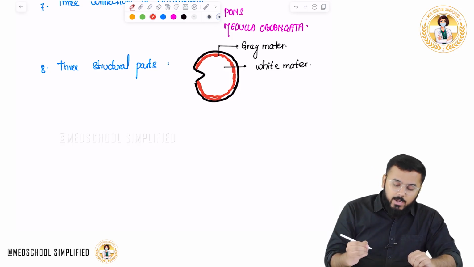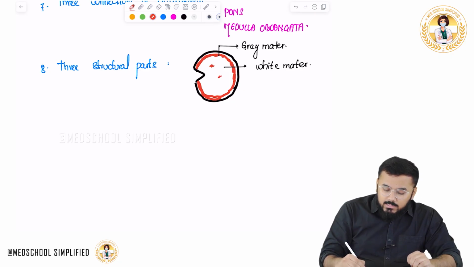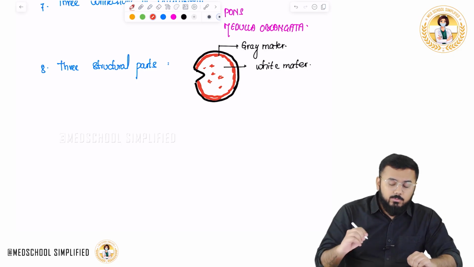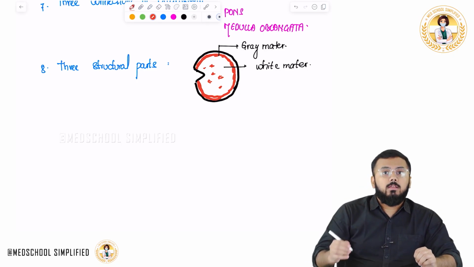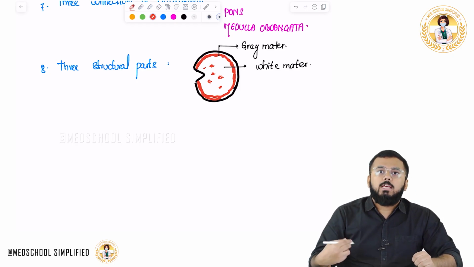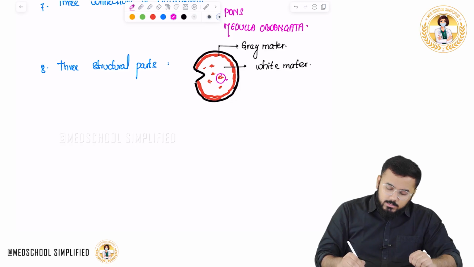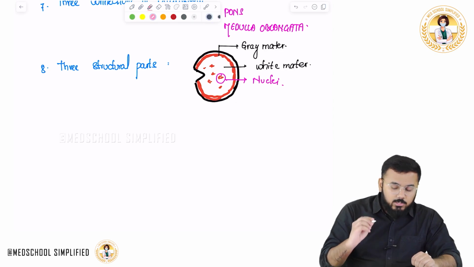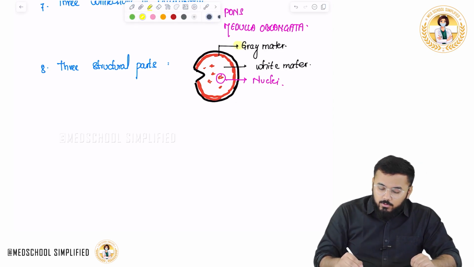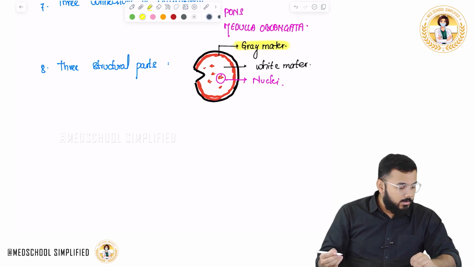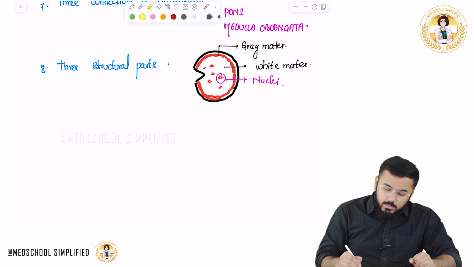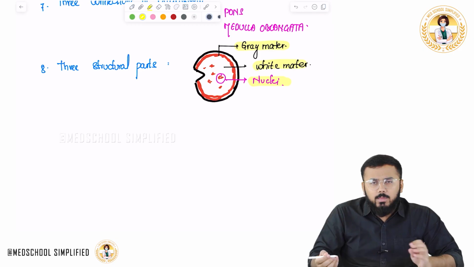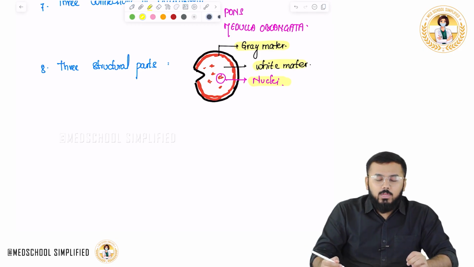Now within the white matter, there are some small pieces of gray matter that are present. What are these pieces of gray matter called? These pieces of gray matter that are present within the white matter are called nuclei. So if I ask what are the three structural parts which you have got, what will you tell? One is gray matter, next one is white matter, and third one is nuclei. Nuclei is nothing but the gray matter only, pieces of gray matter located in the white matter.